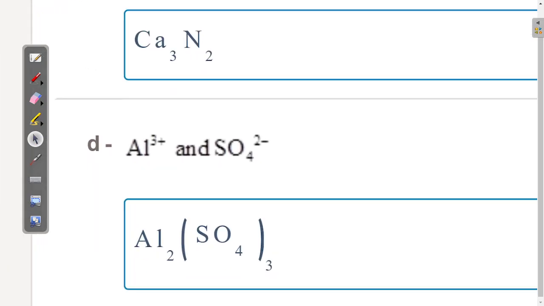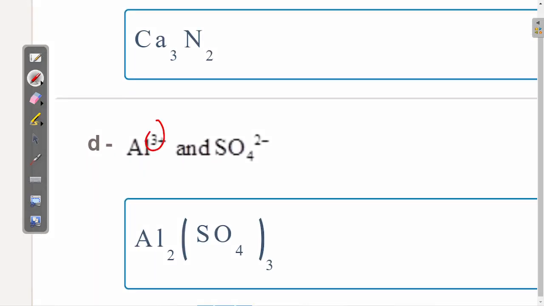Al3 plus and SO4 2 minus. Crisscross, it will be 3 and 2. You don't add the 3 to the 4, that's wrong. You have to put brackets and then put the 3. You can't add the 3 to the 4, or it will be wrong, because it's a polyatomic ion.